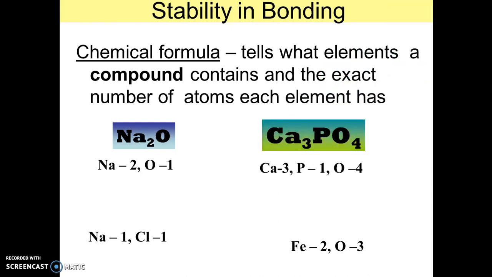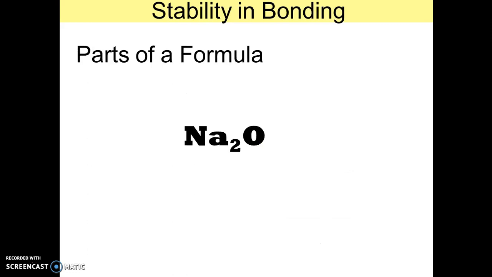Then you got this, which is called calcium phosphate. We'll talk a little bit about what that PO4 is in coming videos, but that means you have 3 calciums, 1 phosphorus, 4 oxygens. Here, this is called iron 3 oxide. We'll talk about where that number comes from too, but it's just 2 irons and 3 oxygens. And then again, sodium chloride, just 1 sodium and 1 chlorine.